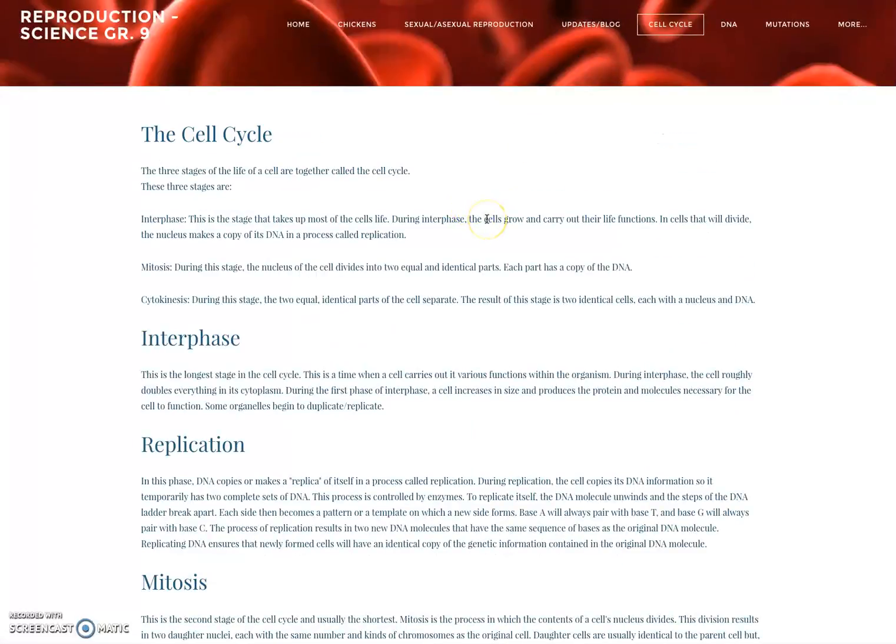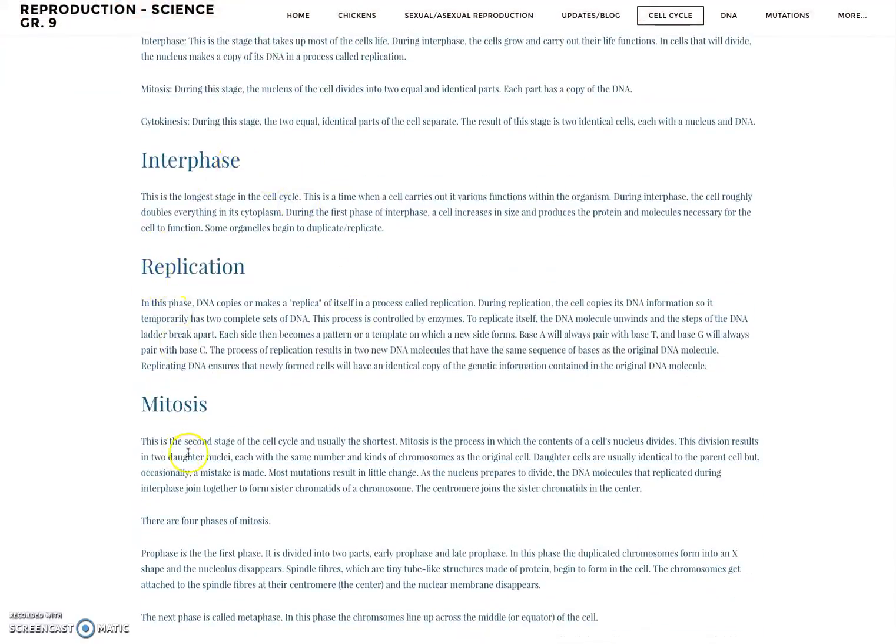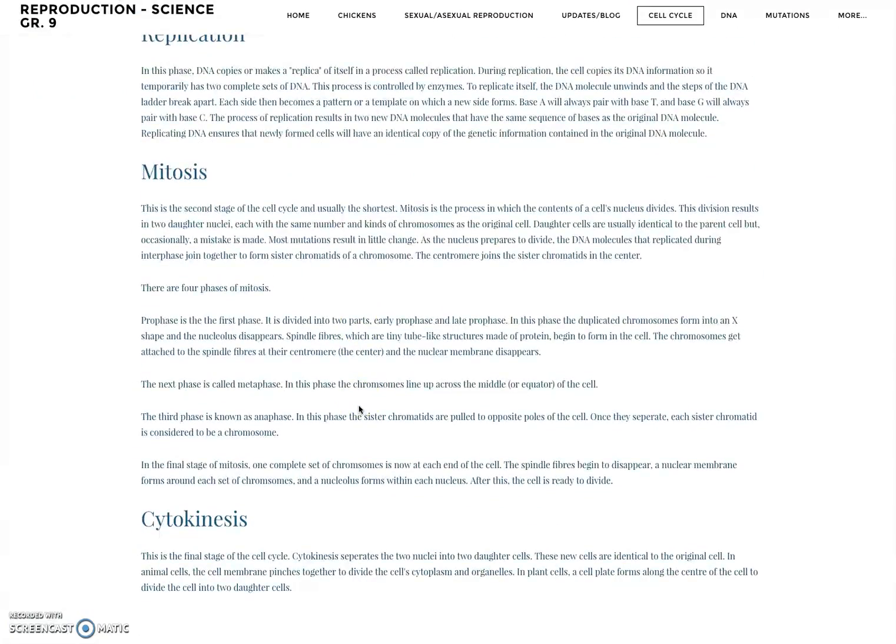Now in the cell cycle, we have the stages of the life of the cell and how they reproduce. So here it just gives some brief information on each of the stages, and then it goes into further information on each of them, including the four stages of mitosis, right here. Now we'll move on to the DNA.